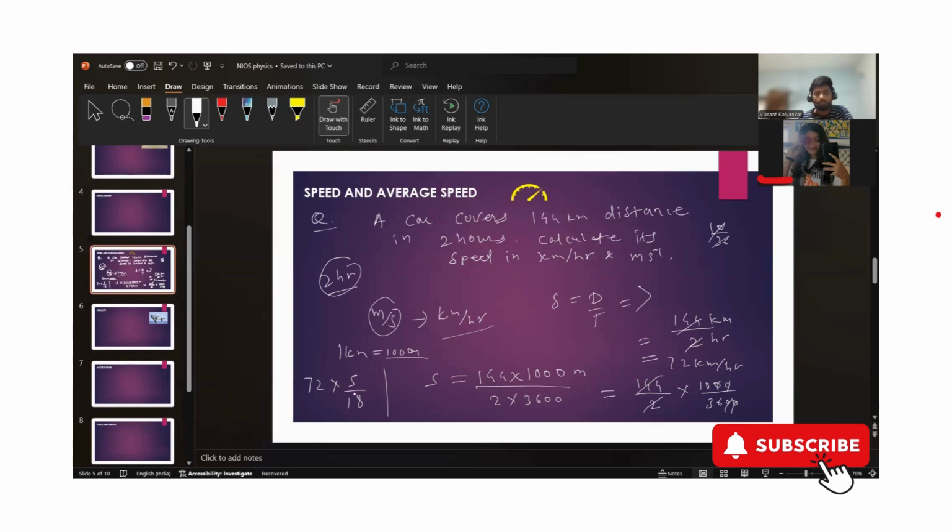So now 18 for the 72, 4 into 5, 20 meter per second. 20 meter per second. So what will be the speed in meter per second? 20 meter per second. Okay.